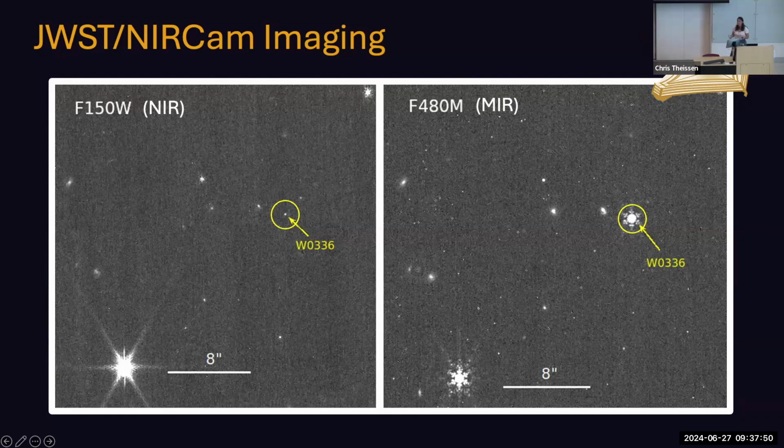And any companion that we might find around these objects would be expected to have similarly red, if not even redder colors. So we can use this dual band photometry to validate the nature of potential candidates based on their colors.